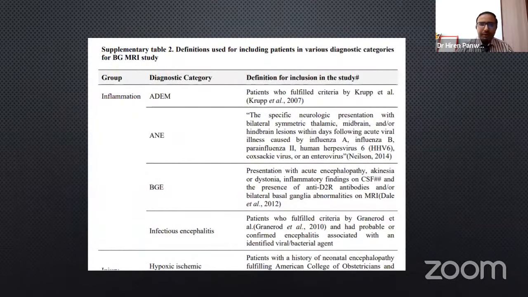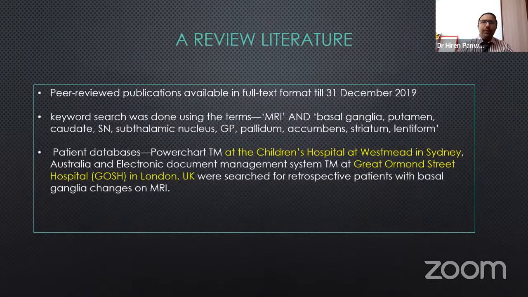They also defined the disease categories as per the latest journal and peer-reviewed articles. These are some examples of these conditions, like ADEM, ANEC, and basal ganglia encephalitis, which can be autoimmune. It is available online in supplementary table 2 with this article, and you can use this definition for the particular disease. They also had a cohort of 201 patients, as well as peer-reviewed publications, to incorporate certain other conditions which were not included in this study, to widen the scope so that the clusters could be comprehensive in nature.